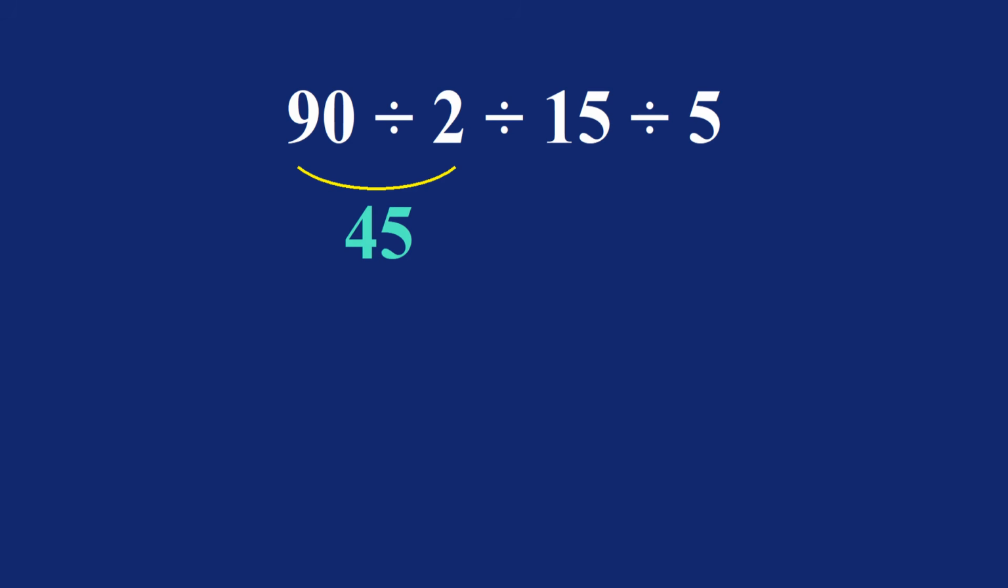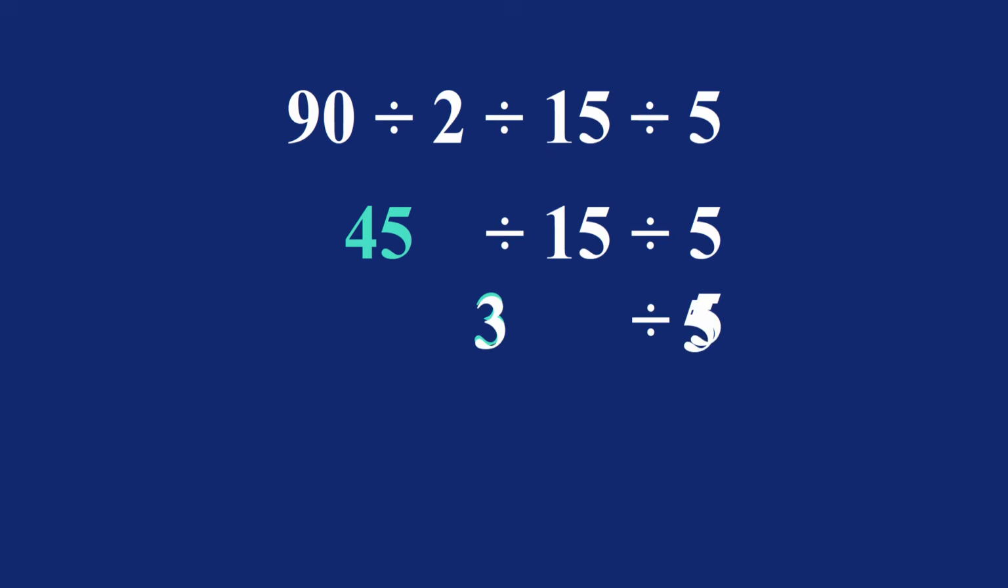So 45 divided by 15 divided by 5. And now we have to do this division. 45 divided by 15 is just 3. So 3 divided by 5 can be written as 3 over 5. This is our final answer to this problem.